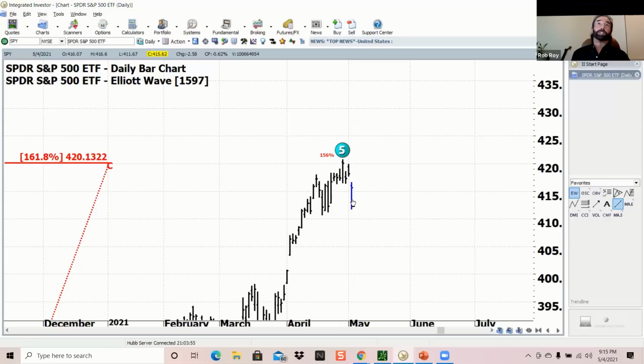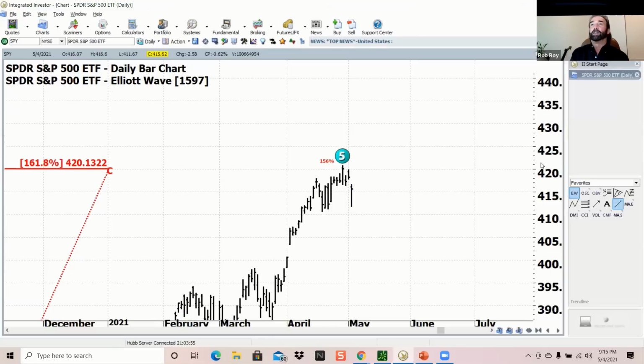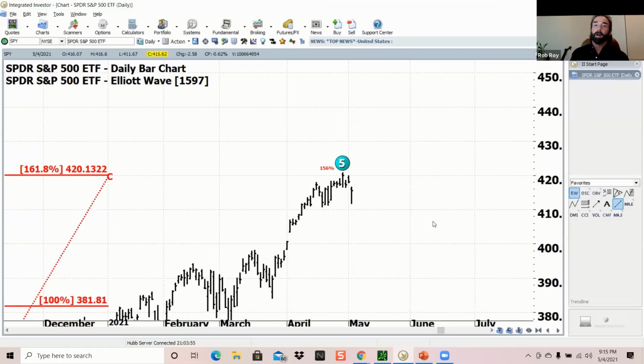We opened at 416.07. We closed at 415.62. Was it at the exact open and close? No. Are they similar? I think so. They're pretty similar, and it looks kind of like that same bar on the 29th. So a bit of a dragonfly again here. So it's just the market is unsure right now.